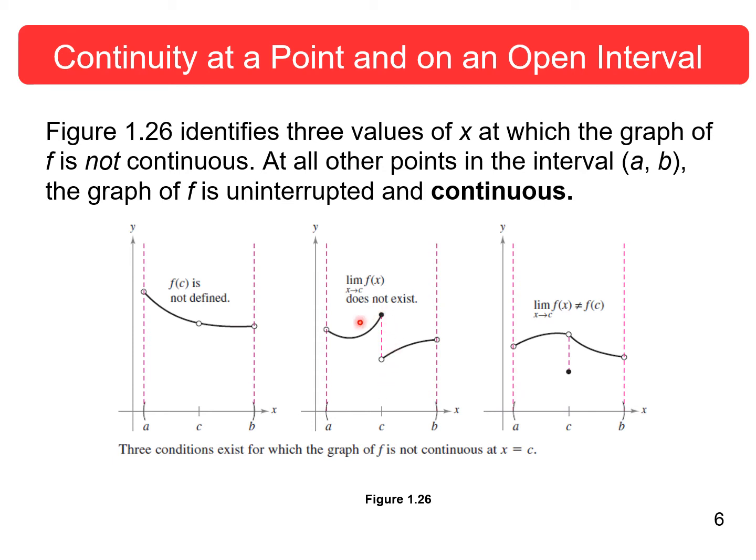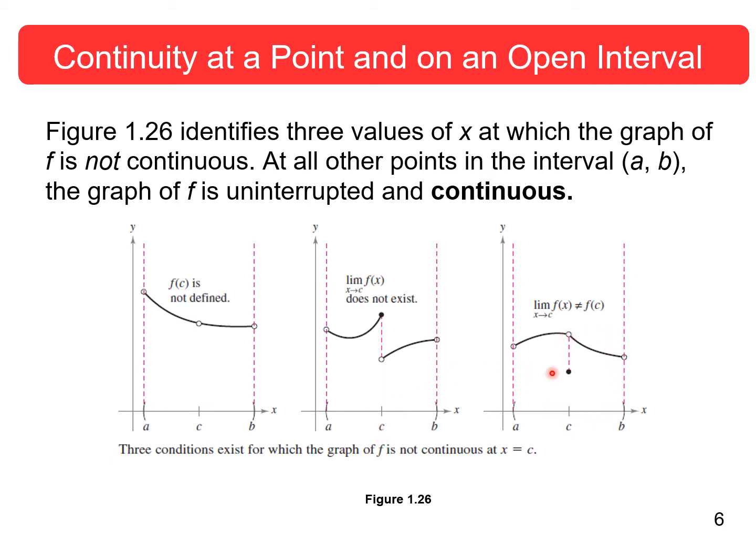The second example is the instance wherein the limit of the function as x approaches c does not exist. As you see here, on the left side of c, this is the graph of the function, and on the right side of c, the graph of the function is this. So in this case, the limit from the left is different from the limit from the right. Therefore, the limit does not exist at x equals c.